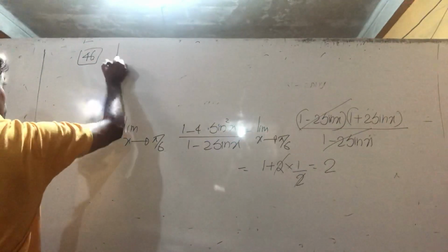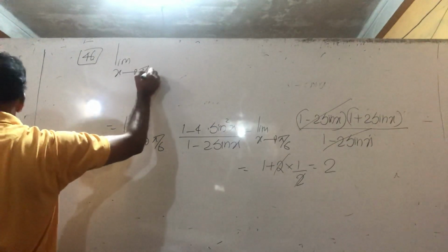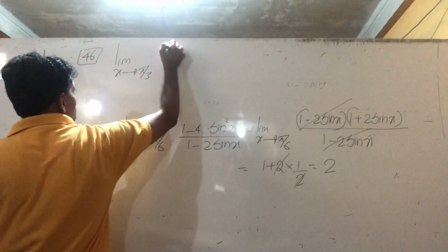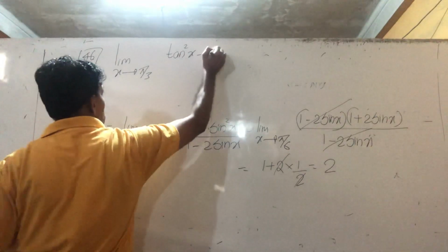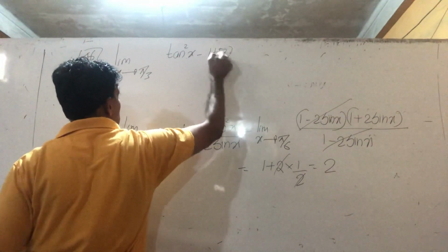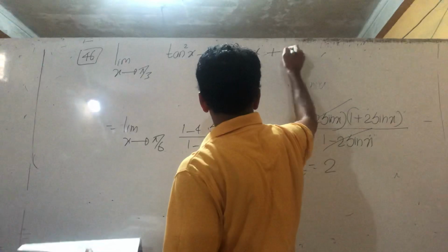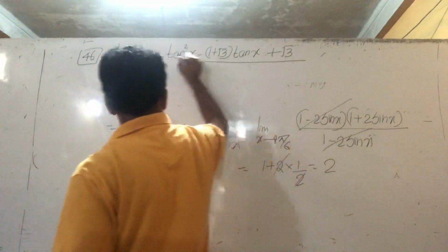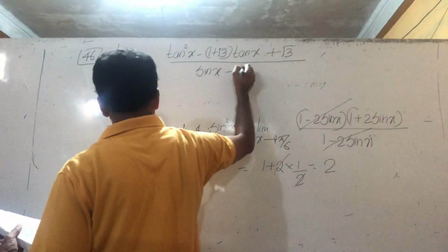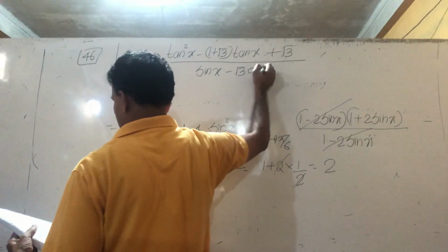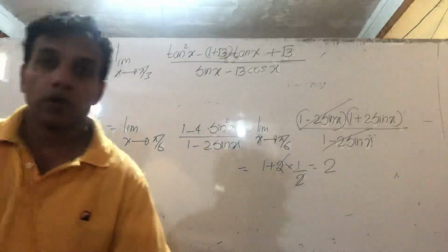There is a limit: x approaches pi by 3 of tan square x minus 1 plus root 3 into tan x plus root 3, over sin x minus root 3 cos x. Okay, the important question.